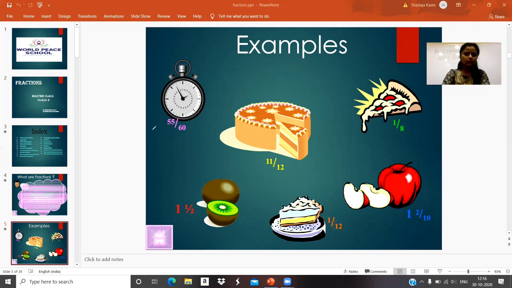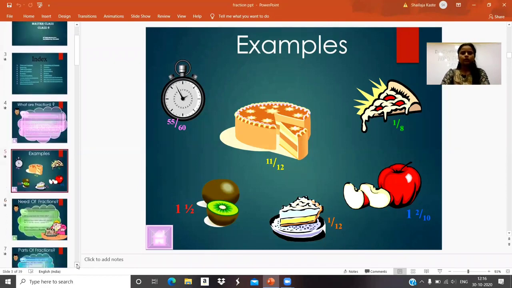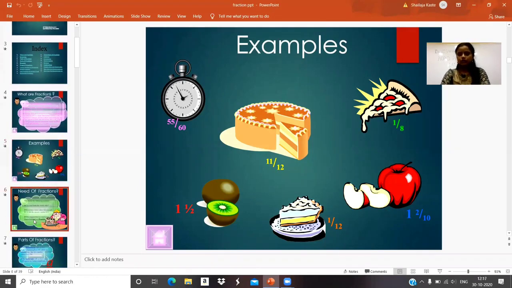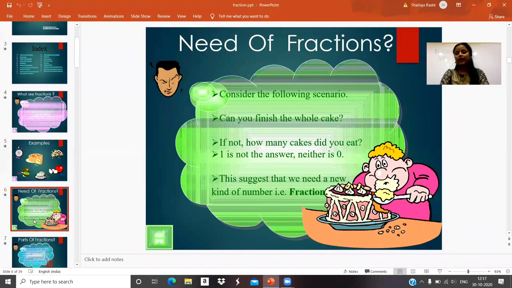Now the next one is about the need of a fraction. Why do we need fractions in daily life? How can we utilize fractions in day-to-day life?